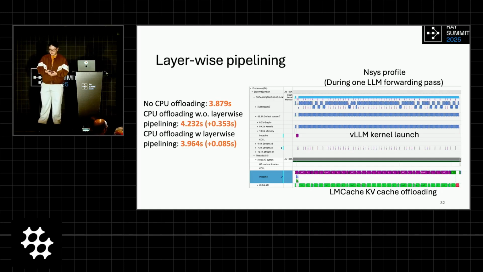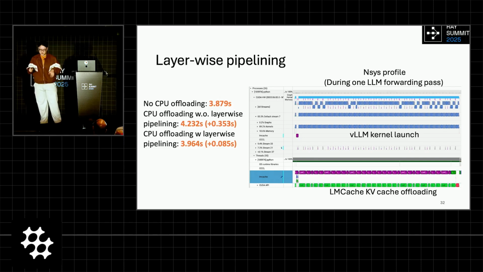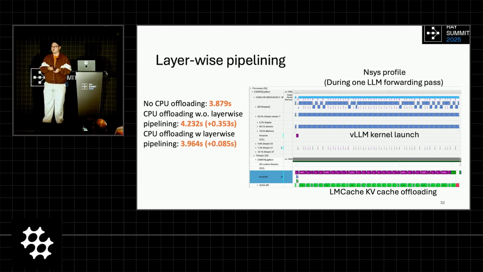So basically, we can see that the upper part is the vLLM kernel launch. The bottom part is the KV cache offloading. And what we want to show is that these two streams are both executed. So basically, we are fully utilizing the computation of vLLM and also the memory bandwidth for KV cache offloading.